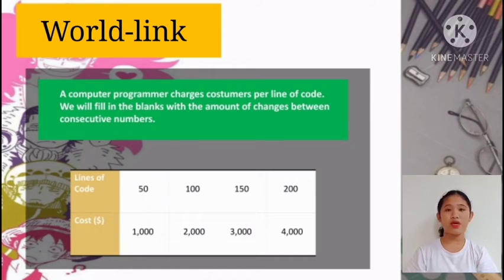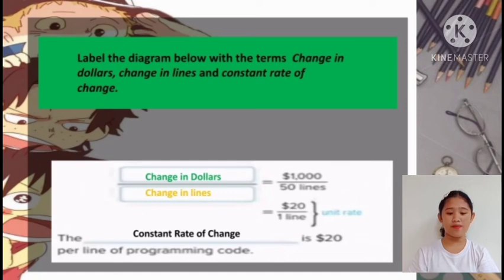What about 1,000 to 2,000, 2,000 to 3,000, and 3,000 to 4,000? Those are increasing by 1,000 each time. And so let us label the diagram below with the terms change in lines, change in dollars, and constant rate of change.